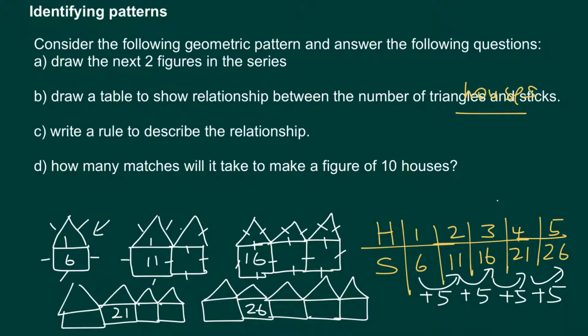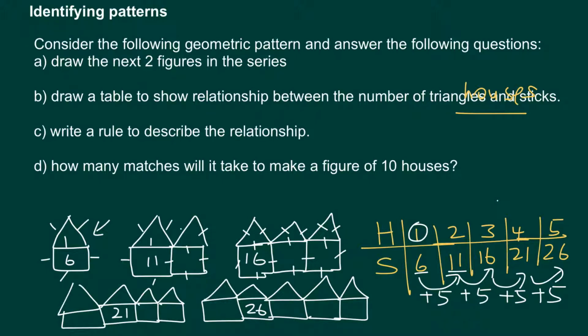So that's the geometric pattern there. It's going up by 5 sticks each time there is an extra house. However, if we multiply this number by 5, just like we did in the previous one, it does not end up giving us the number of sticks that we need. Because 1 times 5 is just 5, 2 times 5 is 10, 3 times 5 is 15, 4 times 5 is 20. We're always off by 1 stick each time.